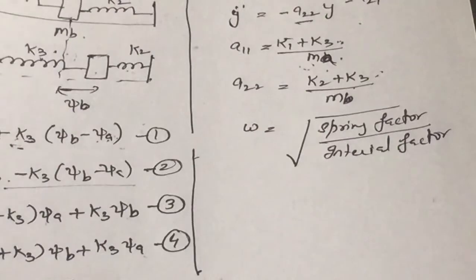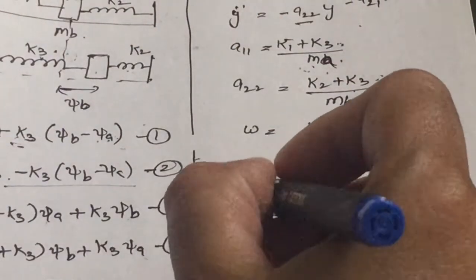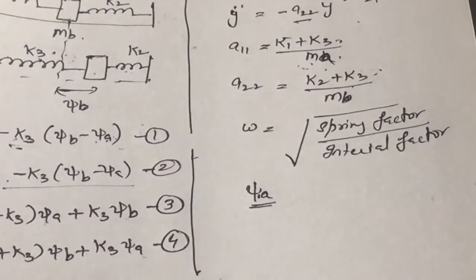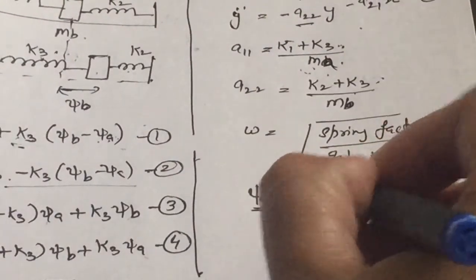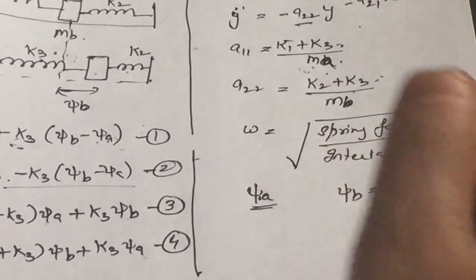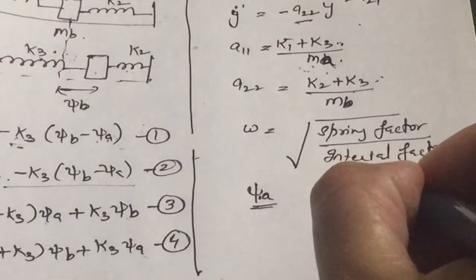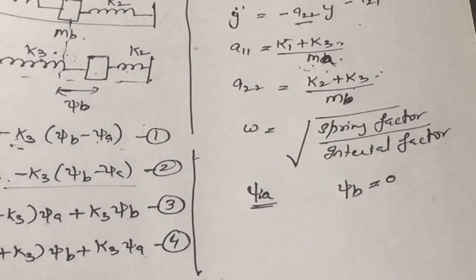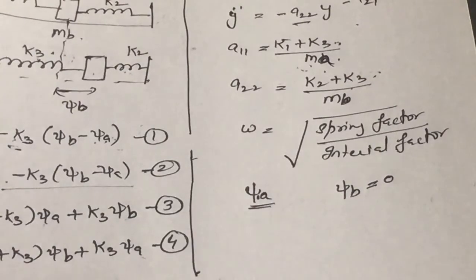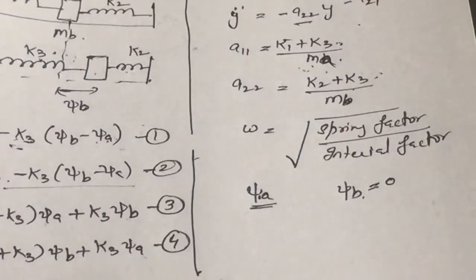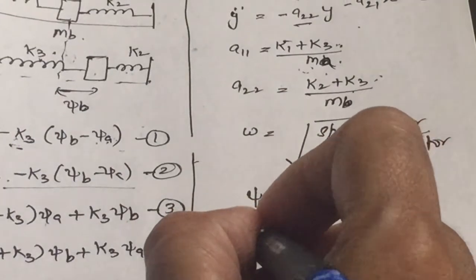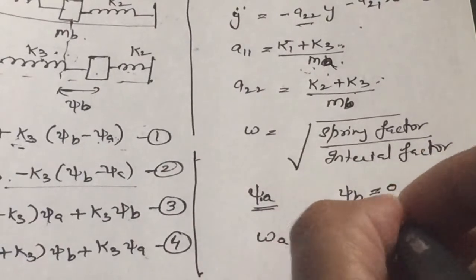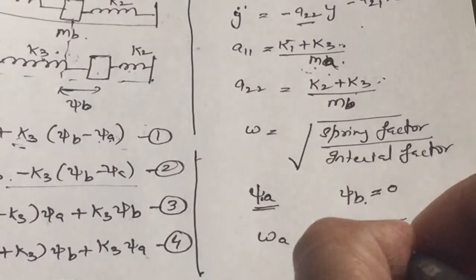If we put a condition that the first particle is moving, it means the first particle is showing a displacement, and at that time the second particle is showing no displacement. It means it is clamped or restricted in its motion. What will happen in this case? We will get the angular velocity, that is a11, which is given by omega a is equal to under root k1 plus k3 divided by ma.